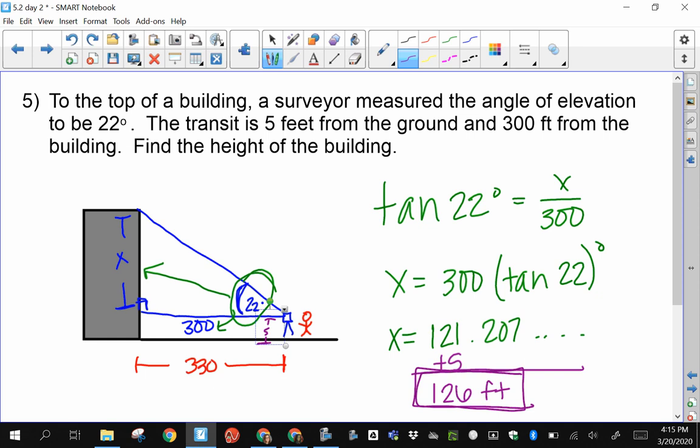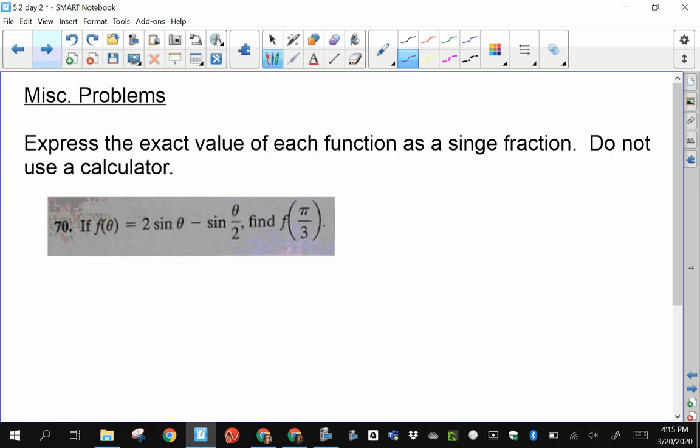All right, my last example here, let's check it out. Express the exact value of each function as a single fraction. Do not use a calculator. And if you notice, we're going to start using some input values that are radians. This is good practice for us.